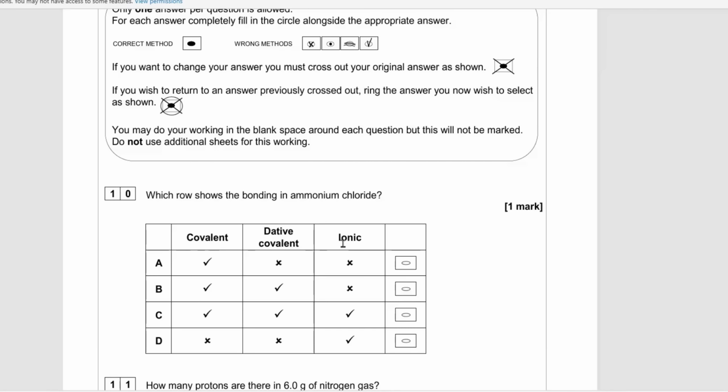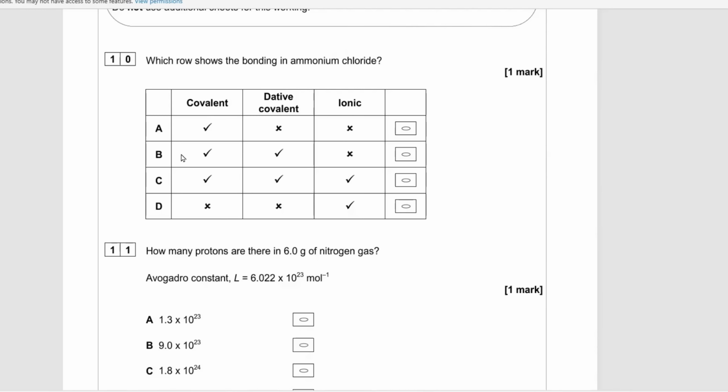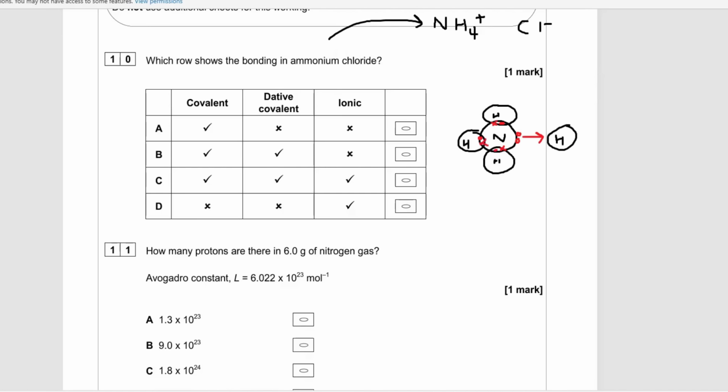Okay, time for the explanation. So, what we're going to do here is look at which row shows the bonding in ammonium chloride. We're going to look at ammonium chloride first of all. Well, what is ammonium? Ammonium's an ion, NH4+. Chloride is a negative ion, Cl-. And if we draw out ammonia, or NH3, we can see that nitrogen's in group 5, has 3 shared pairs of electrons covalent bonded to hydrogen, and then it's got this lone pair.